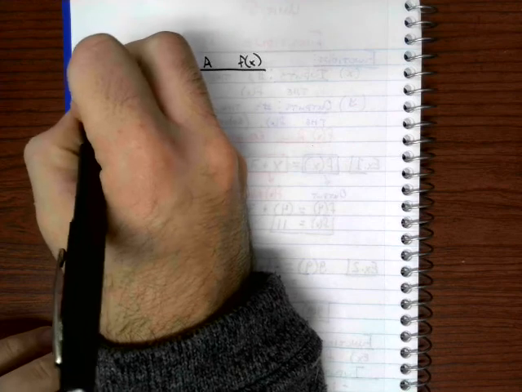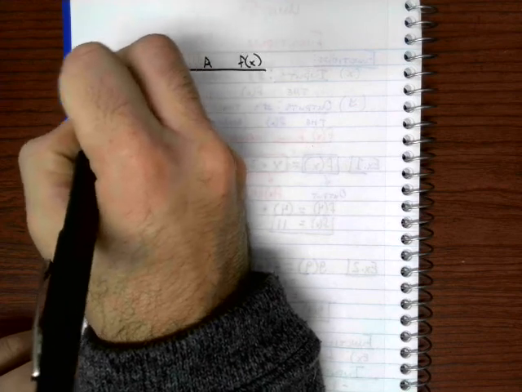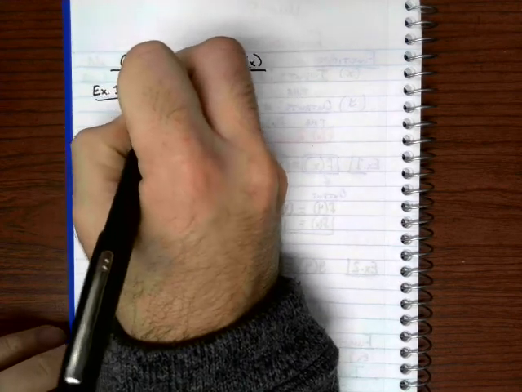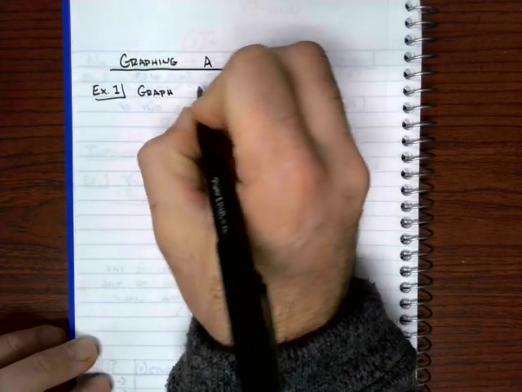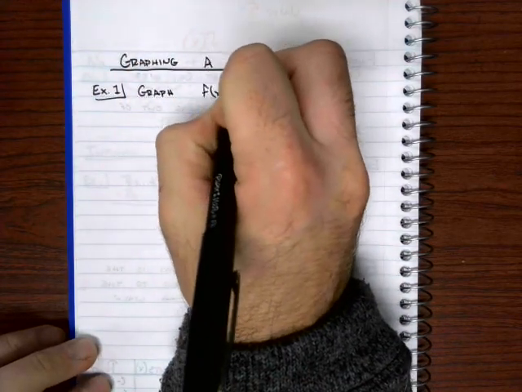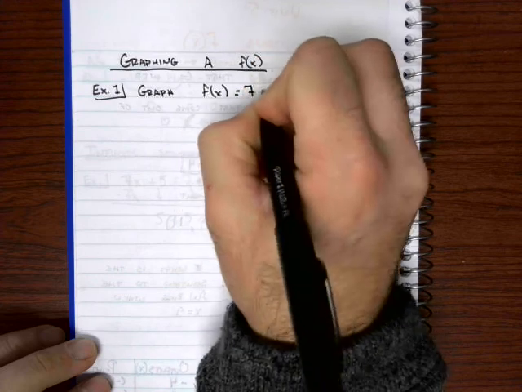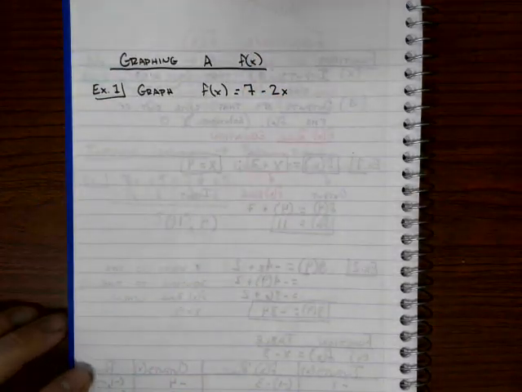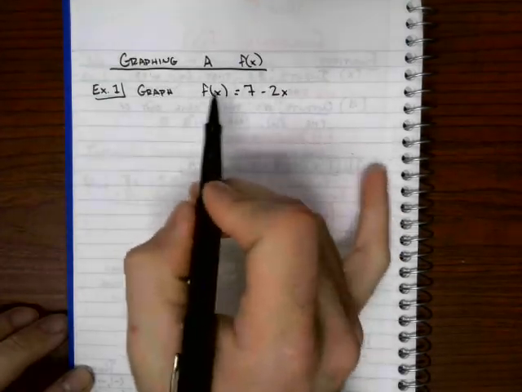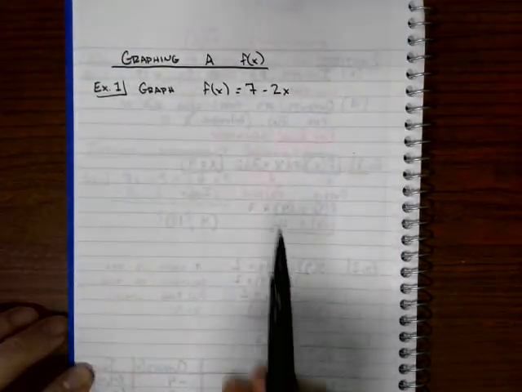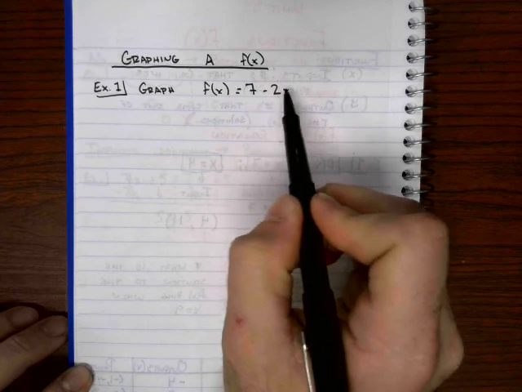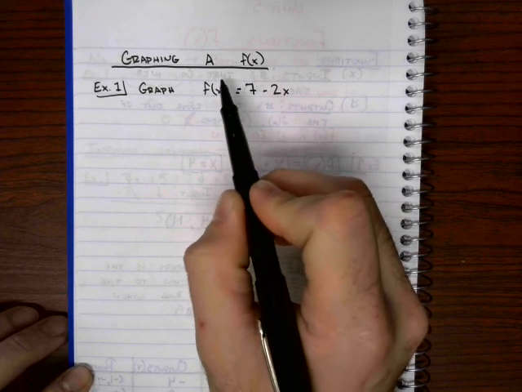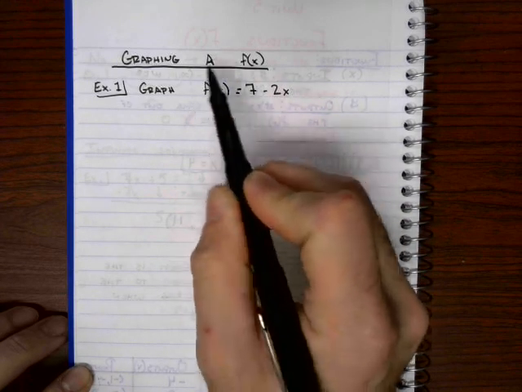Right, so graphing a function, okay? Let's look at this first example. We're going to graph f of x equals 7 minus 2x. Okay, so we need to identify our parts. If you don't understand where to identify our parts, this is my function rule. Okay, this is going to be my output.